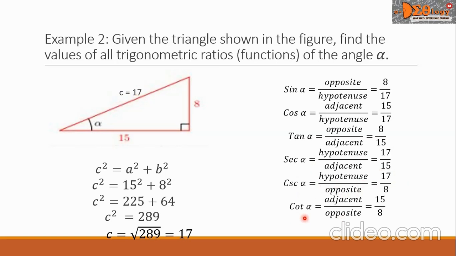Last is cotangent alpha, and the ratio is adjacent over opposite. The adjacent side is 15 over opposite, which is 8. So cotangent alpha is 15 over 8. We have now written all the trigonometric ratios, and this is now the final answer.